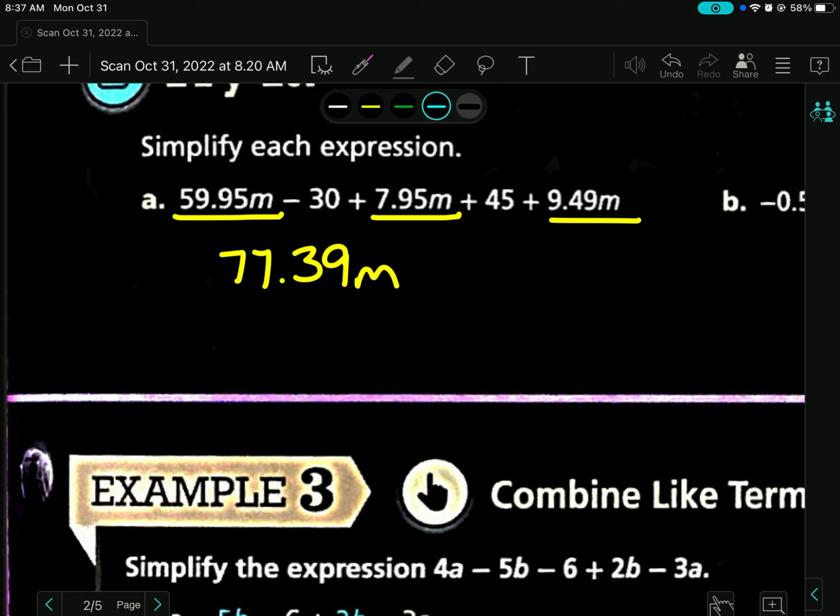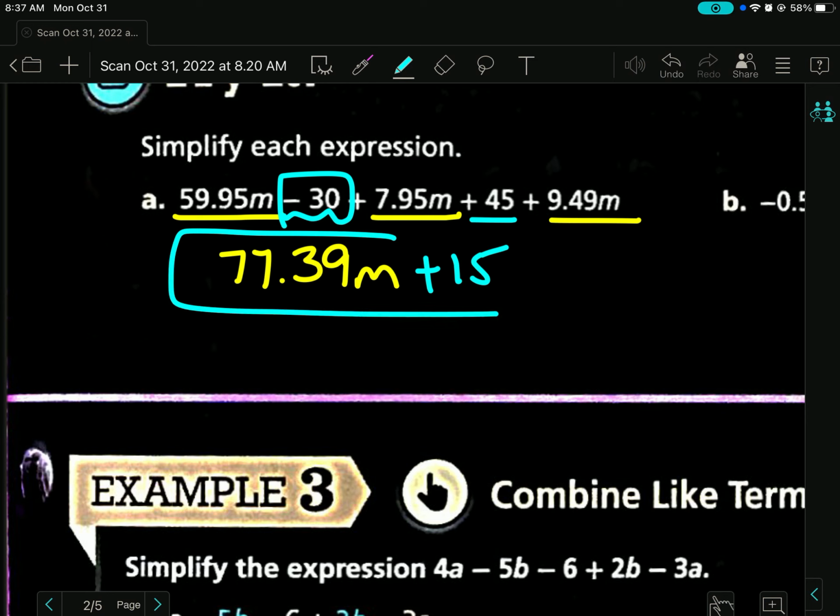And so that becomes 77.39m. And then negative 30 plus 45 would be a positive 15. And this is my answer. Again, I have 77.39 as my coefficient, m is my variable, 15 is my constant.